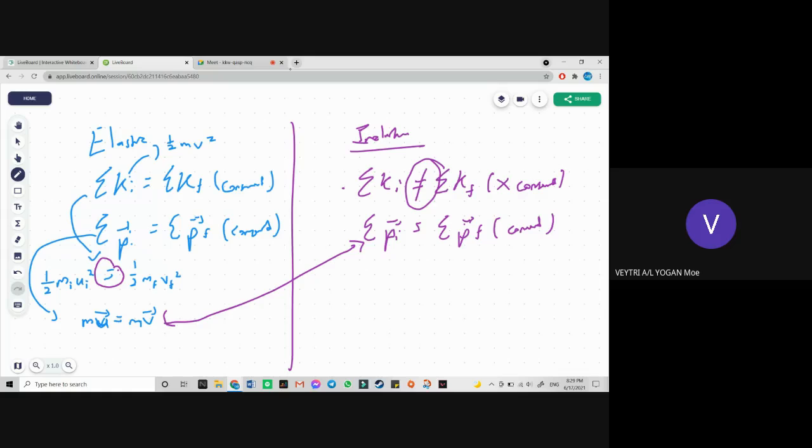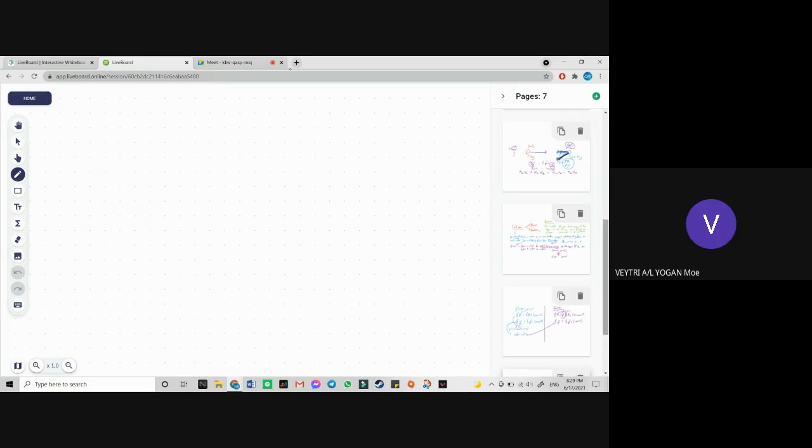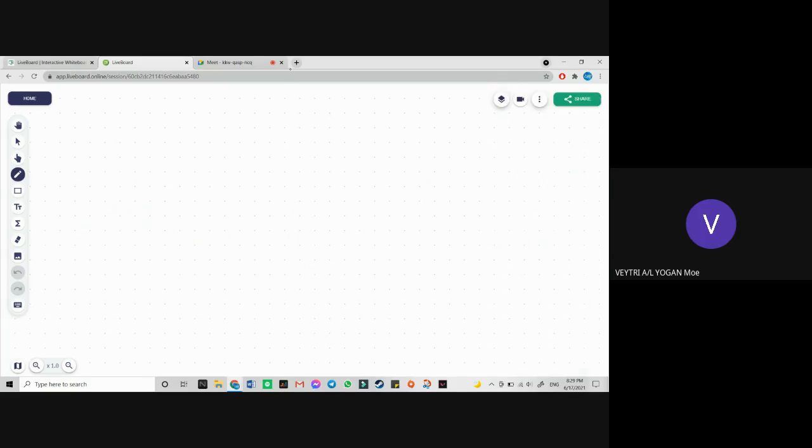Alright, remember kalau dia tak conserve, maksudnya initial dengan final tak equal. Maksudnya sini 1/2 mu square is not equals to 1/2 mv square. Tapi untuk elastic, yes, it's equal. Why? It's conserved. Okay, that is the concepts that you guys need to know in this chapter. Okay, how do we solve calculation? I'm just going to give you guys guidelines and tips from this chapter on how to solve calculations.